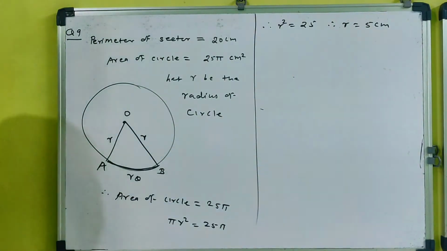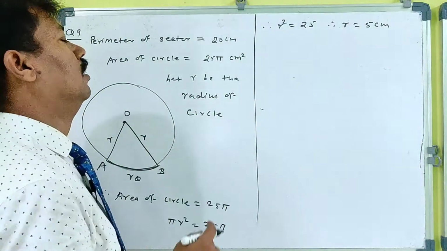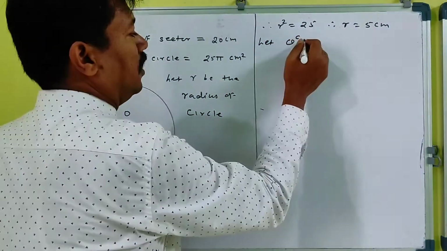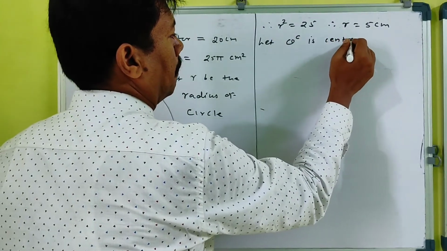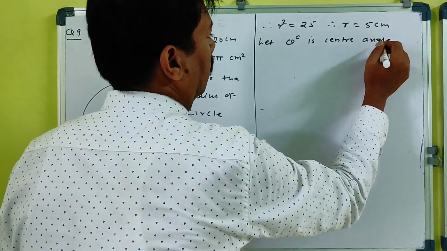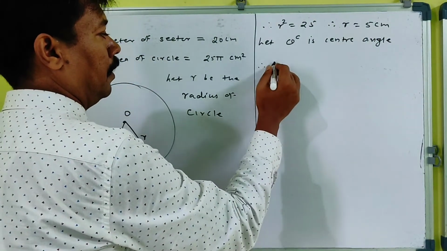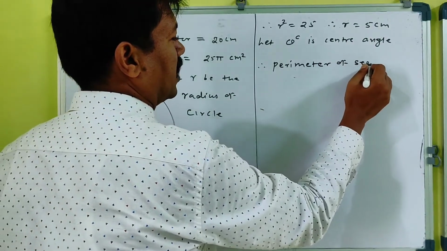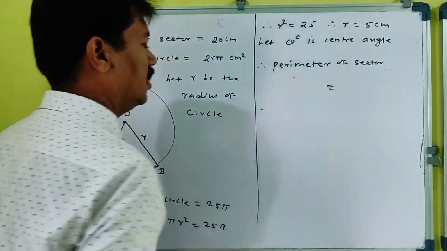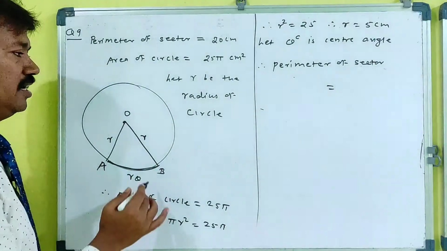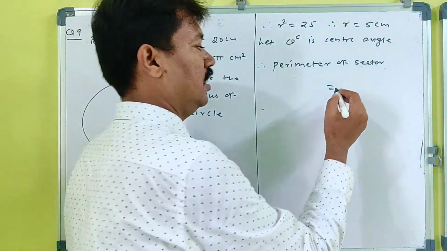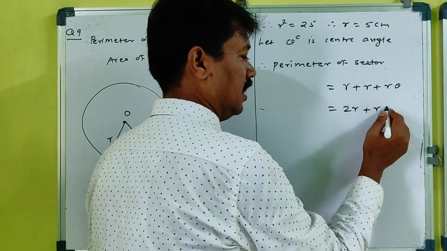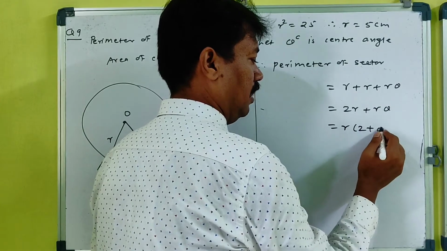So when r is equal to 5 centimeter, let theta radian be the center angle. Therefore, perimeter of sector. What will the perimeter of sector be? R and R theta, clearly from the figure here. So this is nothing but R plus R plus R theta. So that is 2R plus R theta. From this we take R common.